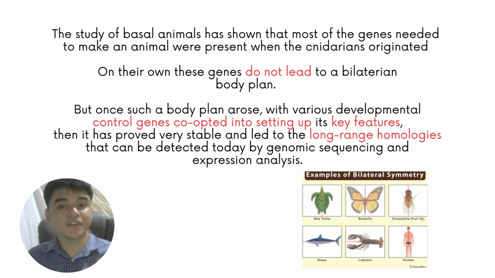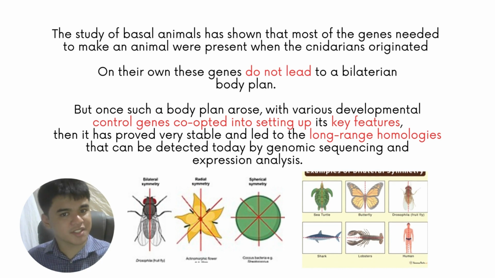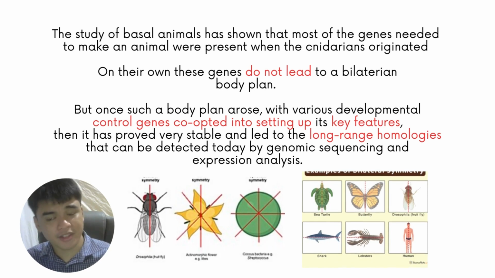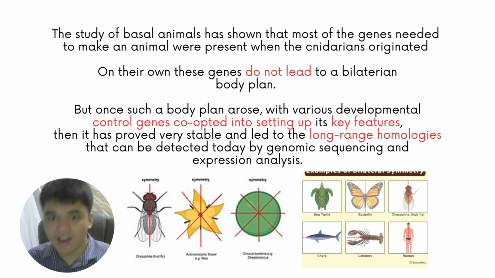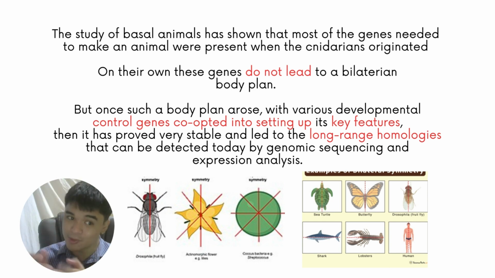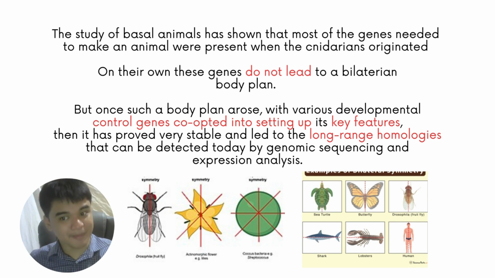And so the study of basal animals has shown that most of the genes needed to make an animal were present when the Neanderthals originated. On their own, these genes do not lead to a bilateral body plan, but once such a body plan arose, various developmental control genes were co-opted into setting up its key features, the head and so on. It was like, this thing works, let's continue doing that.